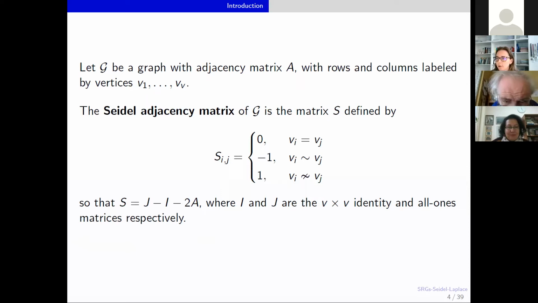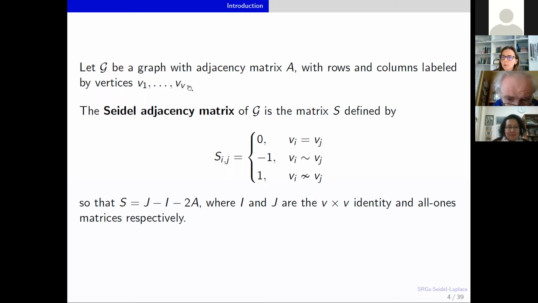Good. So to any graph, not just strongly regular, you can associate an adjacency matrix, which describes the adjacency between vertices of this graph. We can denote by G a graph having the adjacency matrix A, and we will label the rows and columns of this matrix by v1 up to v n, where n is the number of vertices in this graph.